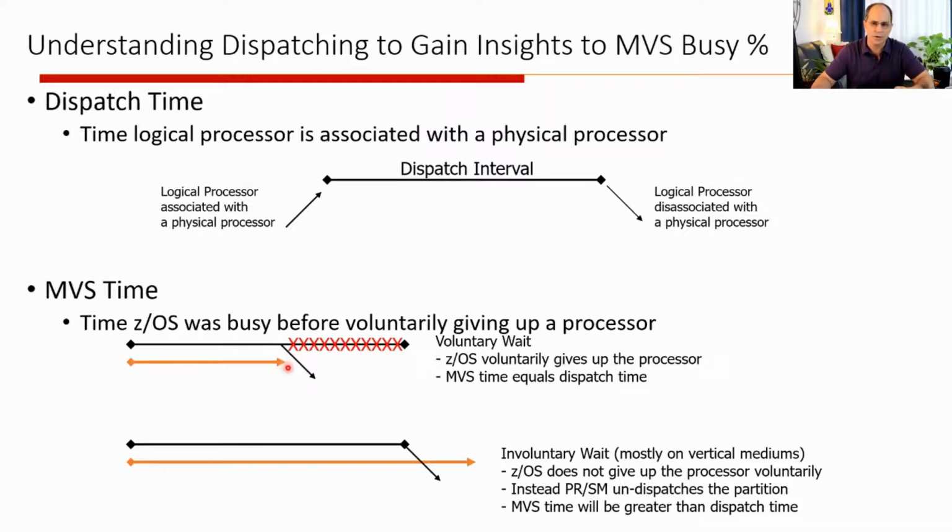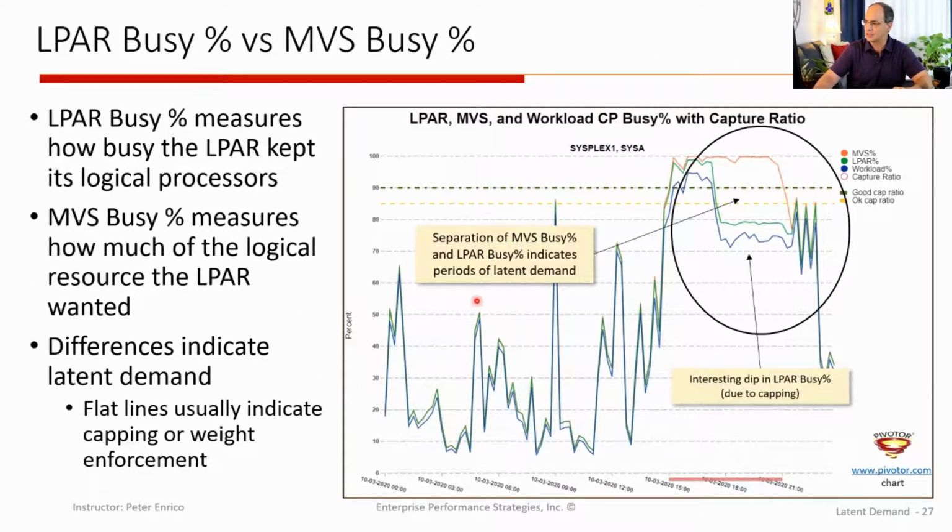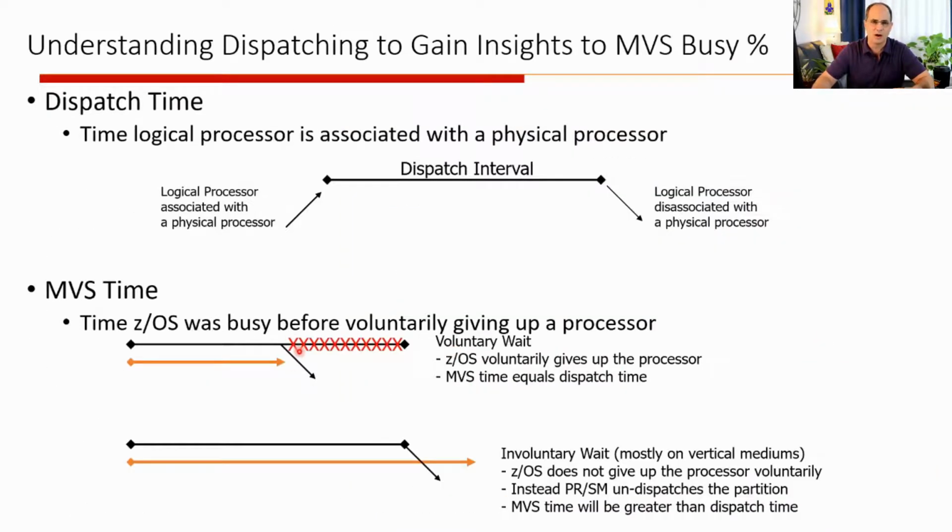If I go back one slide, we see those periods of time on the left-hand side here, because LPAR utilization and MVS utilization are very similar to each other, because we kept on going into voluntary waits. We kept on having all the CPU we needed, and we just gave up the CPU voluntarily. It's when the time to wait exceeds the dispatch interval that you start seeing a divergence of the LPAR utilization and the MVS utilization.